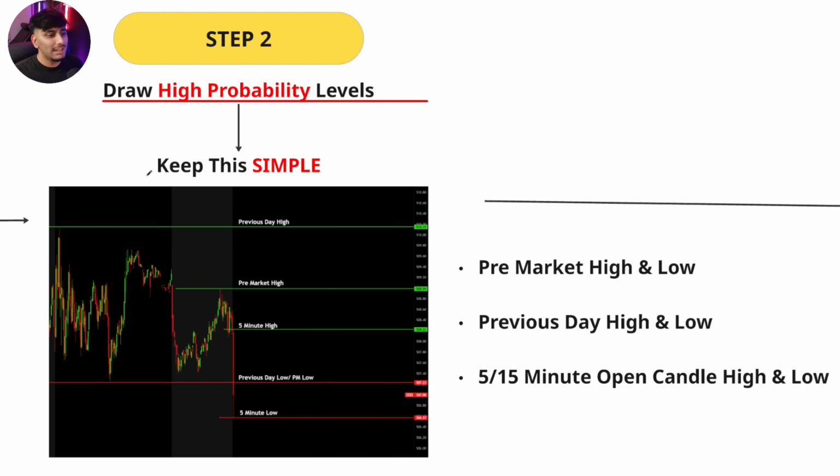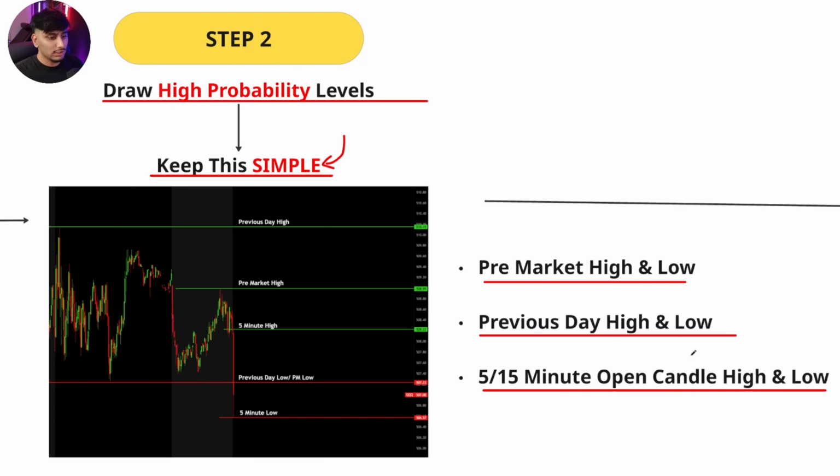Too many traders come in and they overcomplicate this. Keep this extremely simple and repeatable. For me, because we're trading this on the lower time frames, I mark out the same levels every day. These levels include the pre-market high and pre-market low, the previous day high and previous day low, and of course the 5-minute open high and low of the day.